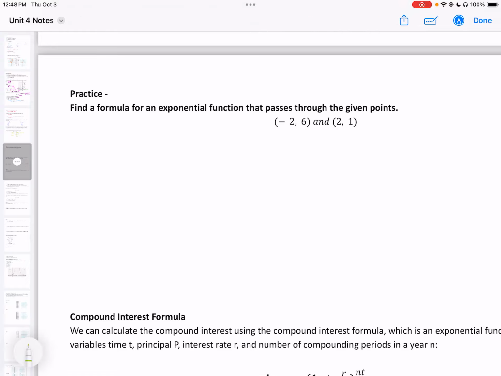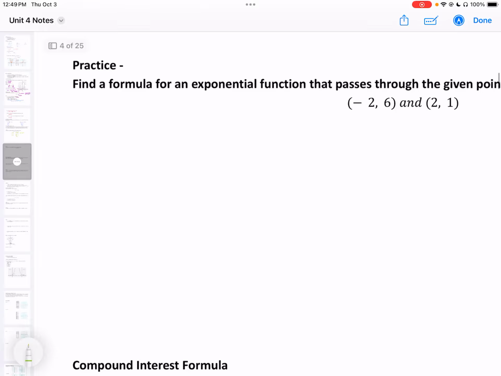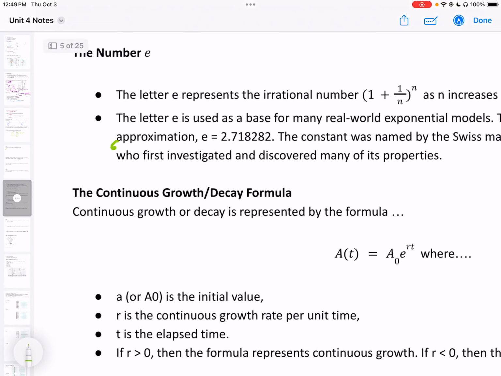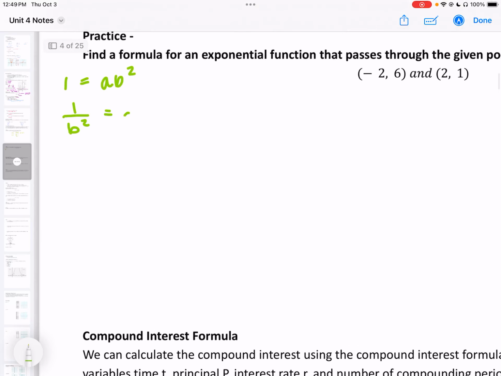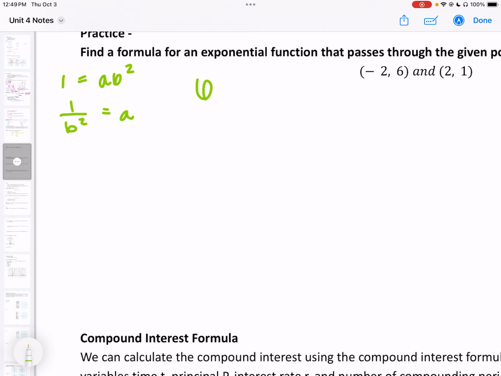All right, now I'm going to start with either function. I'll just start with the second one this time to just mix it up a little bit. I have 1 equals a b squared. I'm going to go ahead and solve for a and get a is equal to 1 over b squared. Unfortunately, it's not a nice simple number, but now I'm going to plug that in to my first equation. 6 equals 1 over b squared times b to the negative 2. That's going to be 6 equals 1 over b to the 4th.